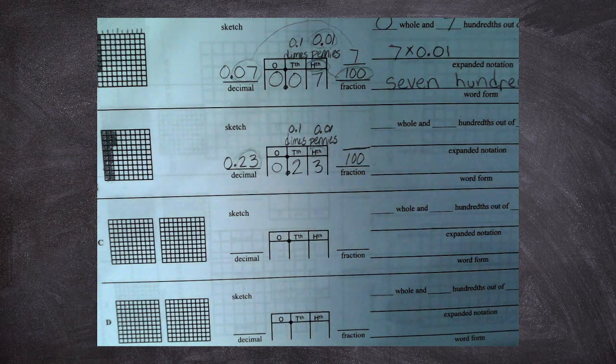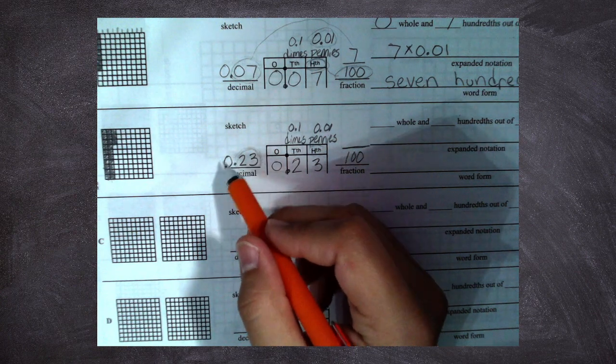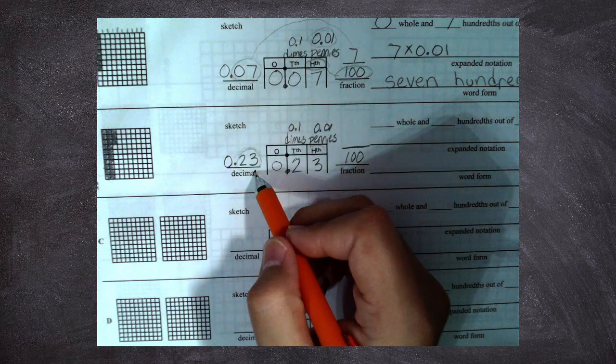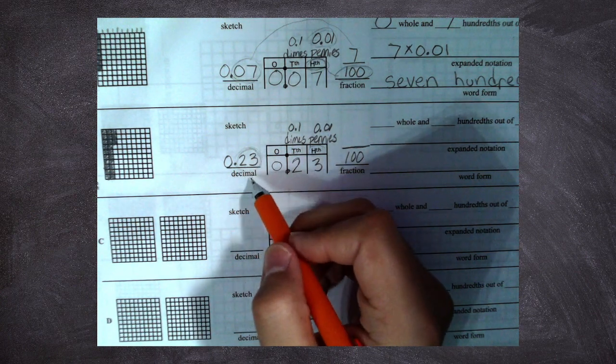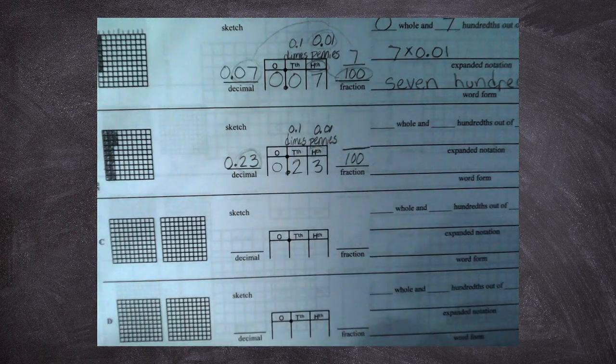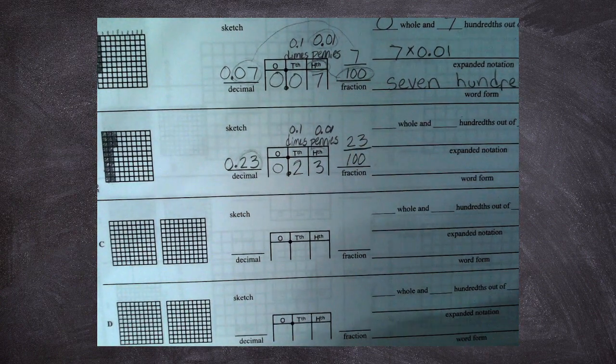Not 20. Who can help Bella out? What should my top number, my numerator, be? What number do I see after the decimal? Violet, what number comes after the decimal? 3. No, not just 3. Who can tell me what number comes after the decimal? Christopher? 23. So not just 20, not just 3, has to be 23.